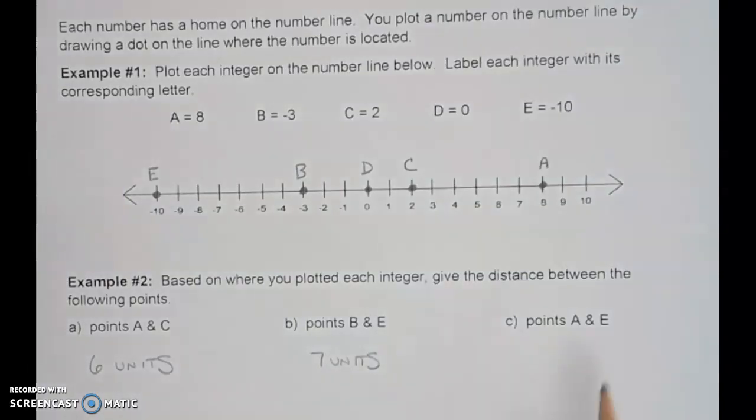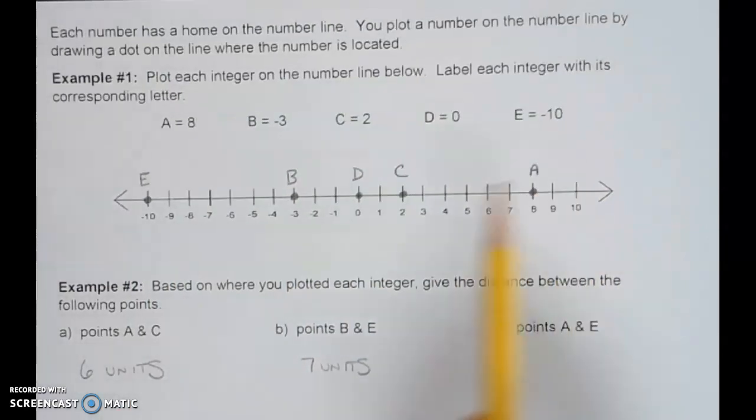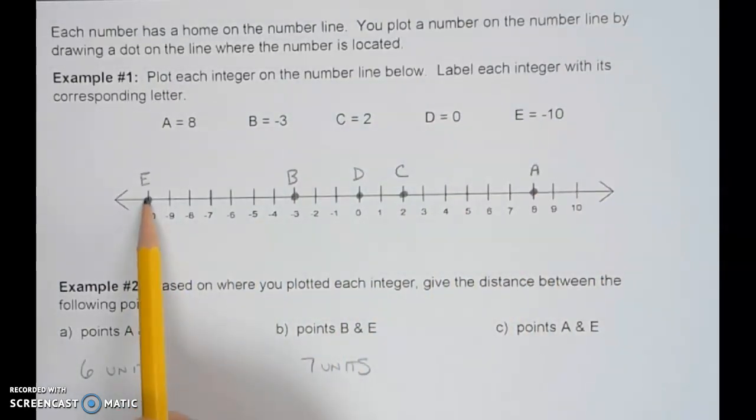Okay, finally for points A and E. All right, so E again is at -10. A is way up here at 8. So I'm going to put my pencil point on E. Don't start counting until you start moving.